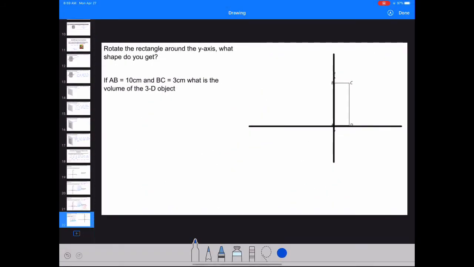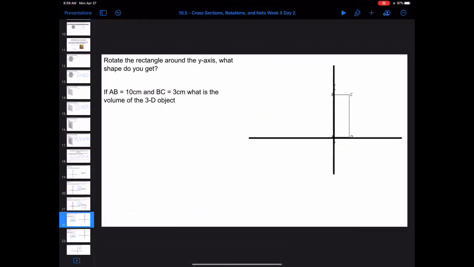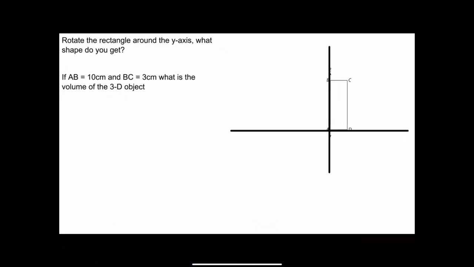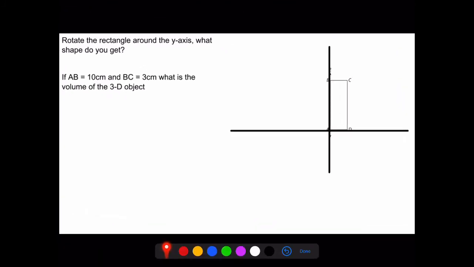So next up we do have this rectangle here, and it says rotate the rectangle around the y-axis. What shape do you get? So I have this y-axis here, I have my x-axis. If I were to take this rectangle ABCD and rotate it around the y-axis, say I choose point D and I rotate it around 360 degrees, and I do the same with point C, 360 degrees, what shape would this create?